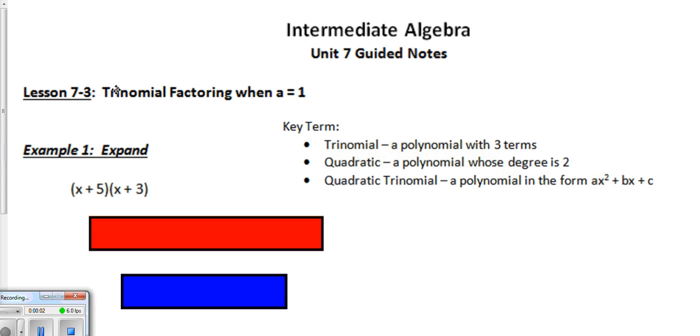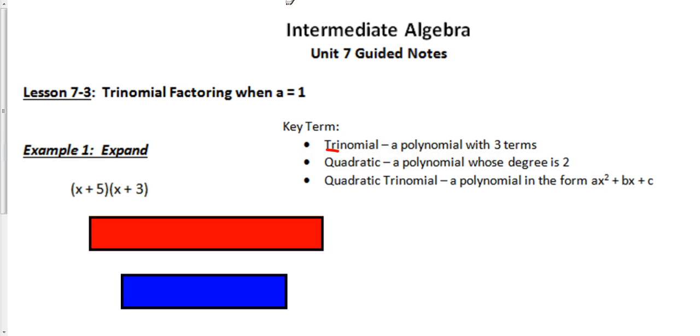All right, lesson 7.3 is about factoring trinomials when a equals 1. And I'll explain what that means in just a second here. First, to go over some key terms. Trinomial, remember, is a polynomial with 3 terms. The tri, T-R-I, means 3, like a tricycle. It's kind of a prefix there. It will always mean 3.